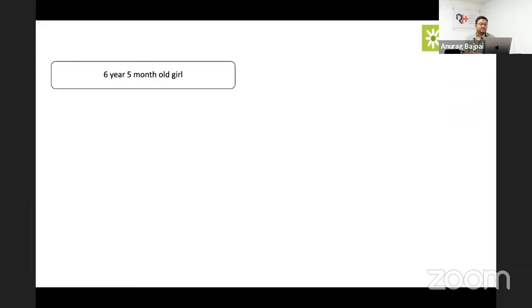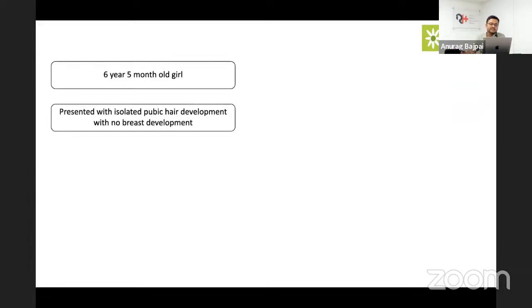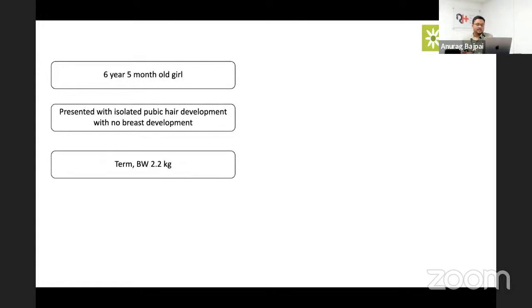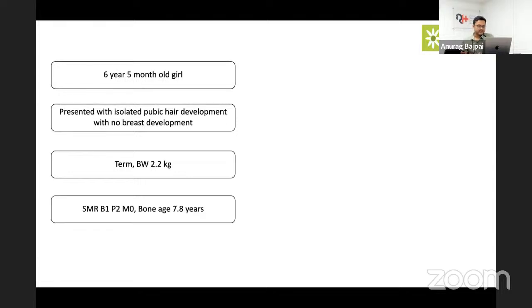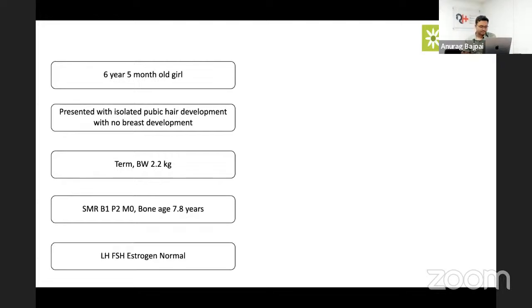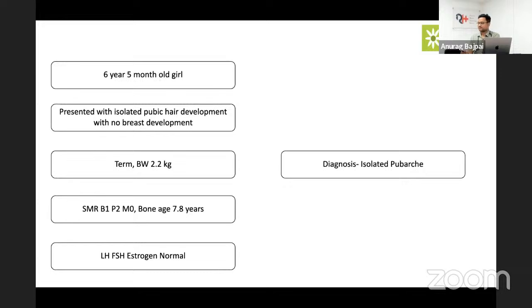So the next case, a 6-year, 5-month-old girl child presented with isolated pubic hair development with no breast development. She was a term child with birth weight of 2.2 kg. SMR staging we have done, seen that pubic hair stage 2 and bone age around 7.8 years. All the investigations of precocious puberty were done and were normal. So why was the estrogen done in this case, when there is no breast development? Estrogen should not be done in this case actually. Even LH is not required.